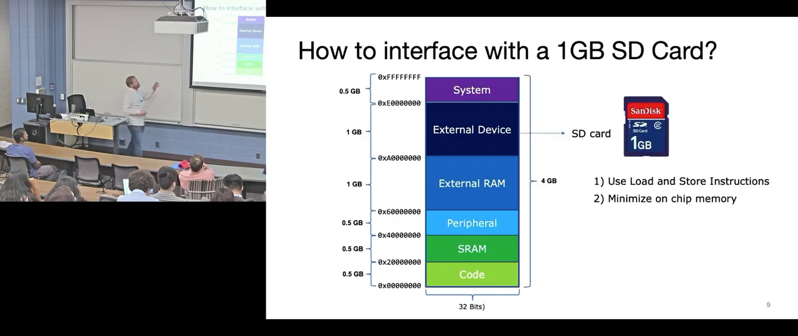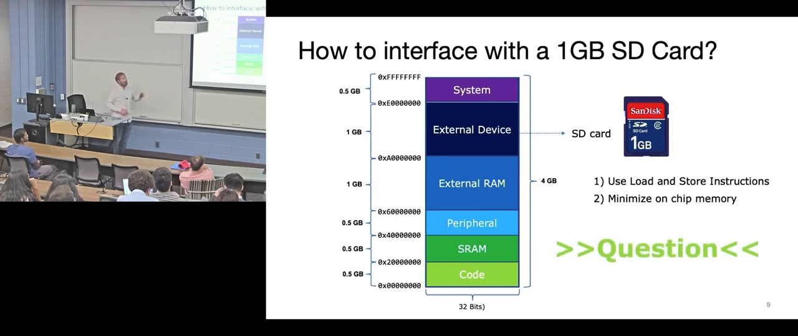All right, so we use other things too. You have external devices, and a common peripheral that you could add is external memory. So you're going to use loads and stores to put data into this chip. My question for you is, in the external memory allocation here, does that mean that there's a gigabyte of memory in here, and then you just copy it over? How does that work?